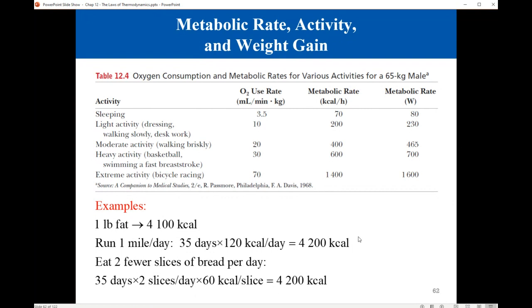If we are interested, we need to weigh the oxygen consumption for various activities, okay, and the energy content here, the energy spent for various activities, and from there one can go. These numbers are for a 65 kilogram mass. If the mass is greater or less, these numbers will change, of course.